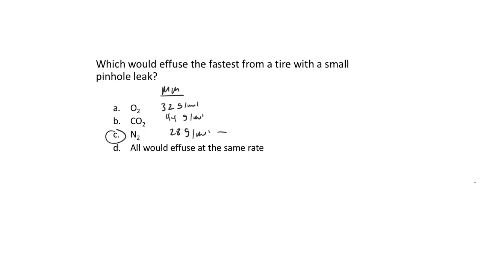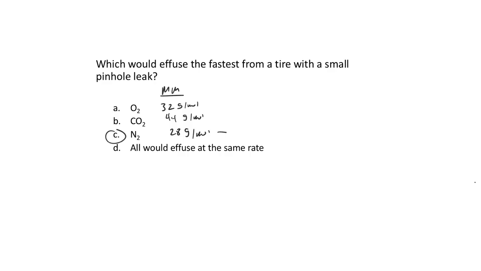So if we have an air sample, now air is mostly N2, nitrogen's going to escape from the pinhole a little bit faster than the O2. You're still going to have O2 escape. It doesn't mean O2 is not escaping. It just means that the gas that's lighter is going to be slightly more concentrated in the pinhole.